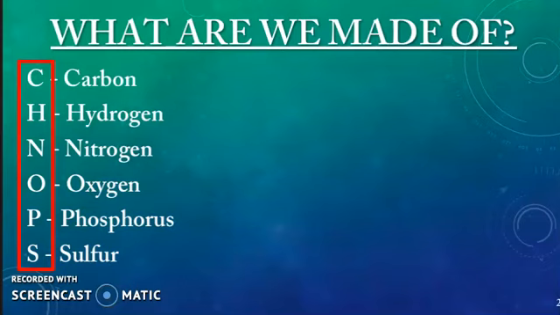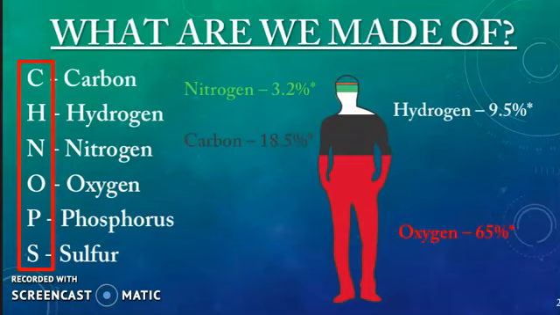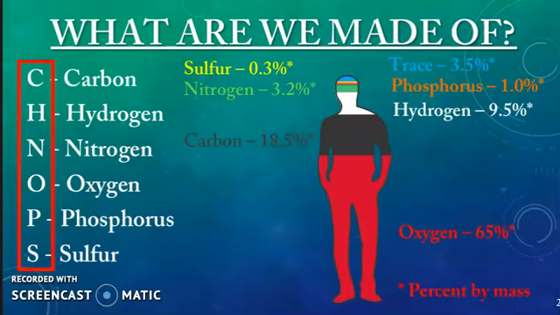And we also learned yesterday that we are made up of different proportions of those. So oxygen, we're made out of 65%. That's the most of any of them. Then we've got carbon, and then hydrogen, and then a little bit of nitrogen, and then even less phosphorus, and then a teeny bit of sulfur, and then the last is the trace elements. And of course, all of those percentages are by mass.